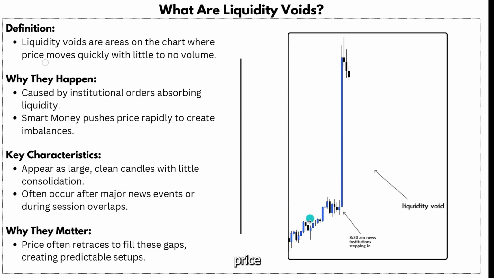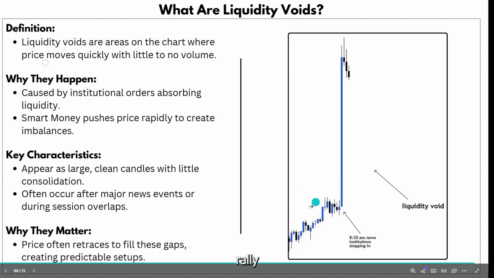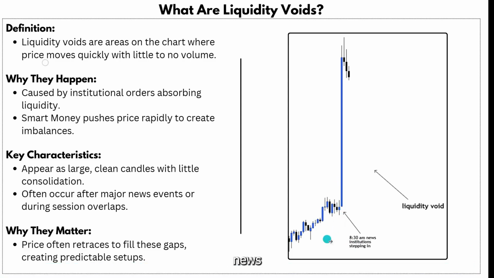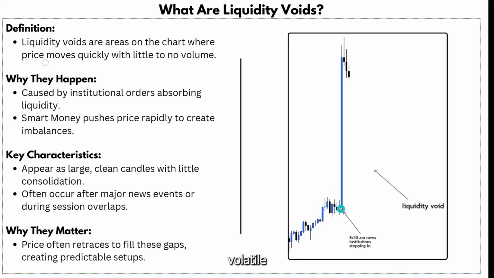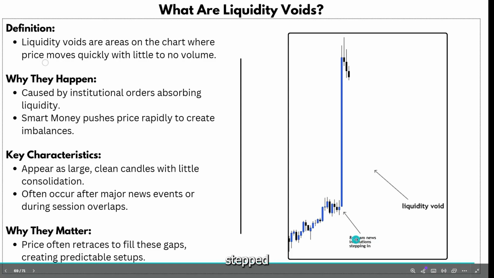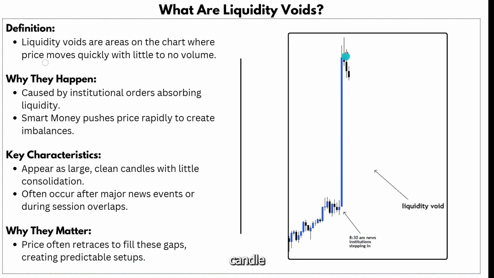As you guys can see right here, price was giving us this accumulation rally, creating liquidity above and below this rally. Then around 8:30 a.m. news, this is when we can see these liquidity voids happen more prominently, right? Around news times, session news releases, or just around volatile price. As you can see around 8:30 a.m. news, that's when the institution stepped in. That's when we can see price extend higher and give us this clean bullish candle right here. This is what we call a liquidity void.